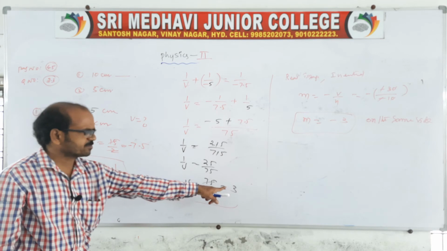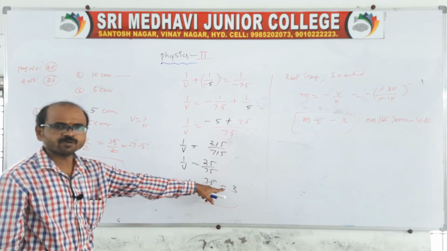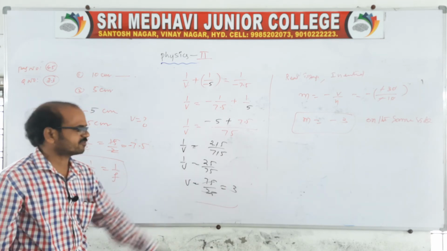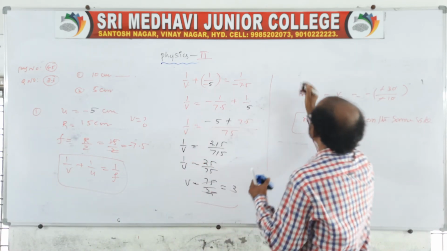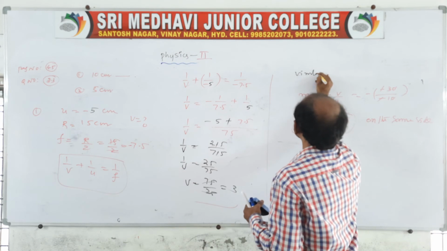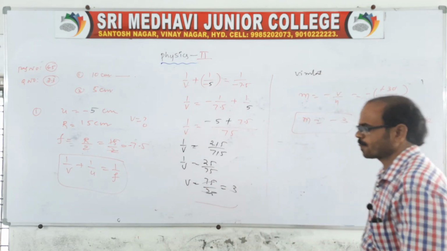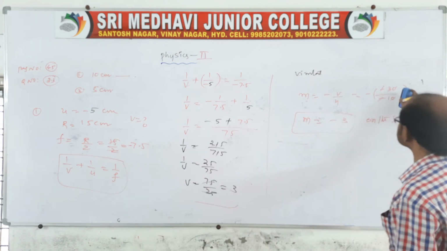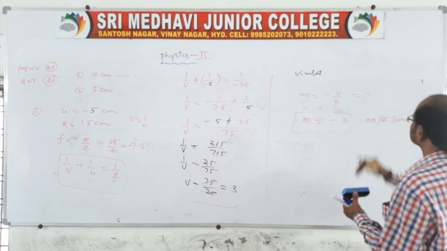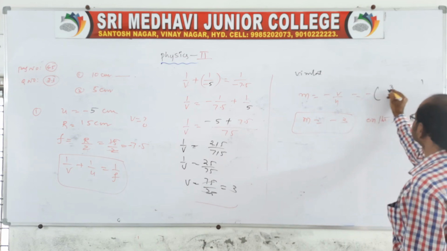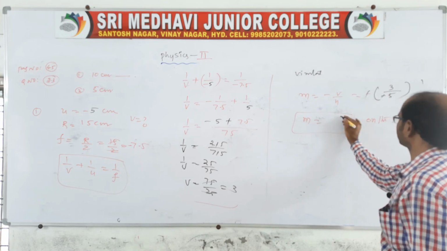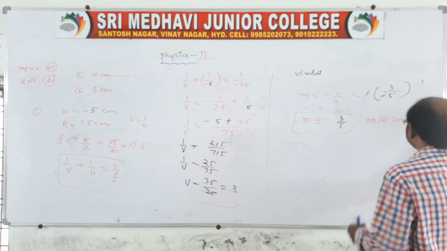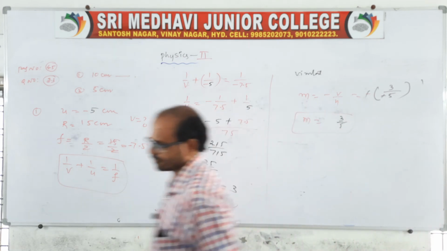It is the positive image. So what happens when it is positive? A virtual image will form. You remember, the image will be virtual because we are getting v positive, no? So we can take it like this. Again here you write v is 3 by 5. So minus, no? So it becomes 3 by 5. So here the image will form on the other side.